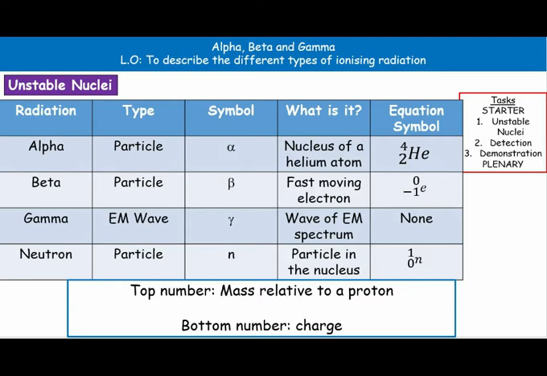The third radiation we're looking at is gamma. Now, this isn't a particle, this is an electromagnetic wave. Now, we'll find this when we look at the electromagnetic spectrum.